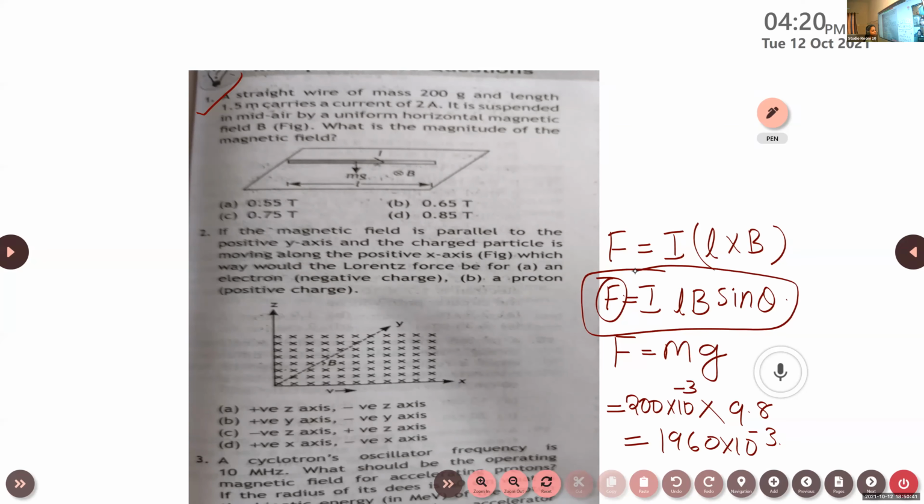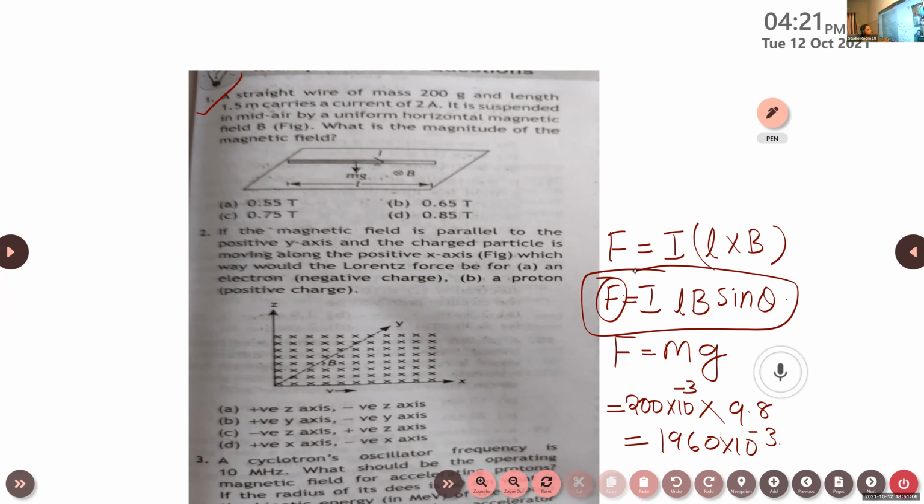And what about the angle theta here? It is suspended in mid-air by a uniform horizontal magnetic field B. What is the magnitude of the magnetic field? Sin theta. The magnetic force is present if and only if they are mutually perpendicular to each other. Then what will be the angle theta here?